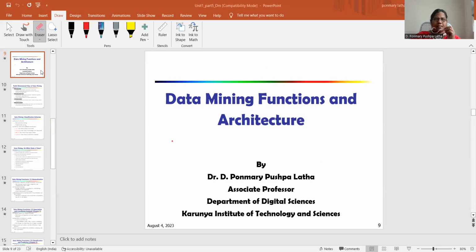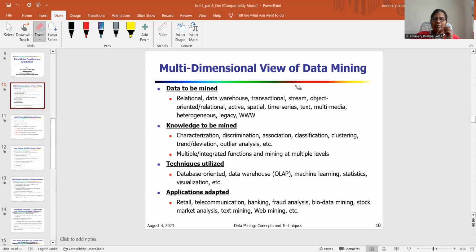Students, today's class we are going to see about the data mining functions and the architecture of data mining. In the previous class we have just seen the introduction to data mining as well as the data mining process, right? First we'll see the multi-dimensional view of data mining.